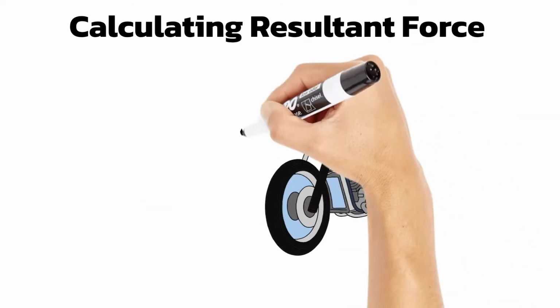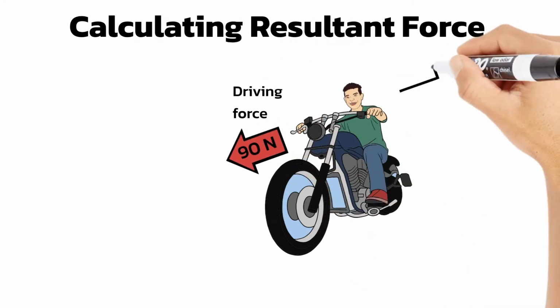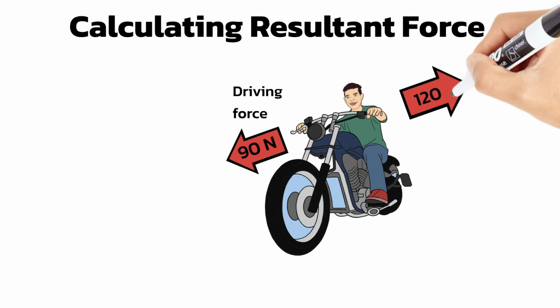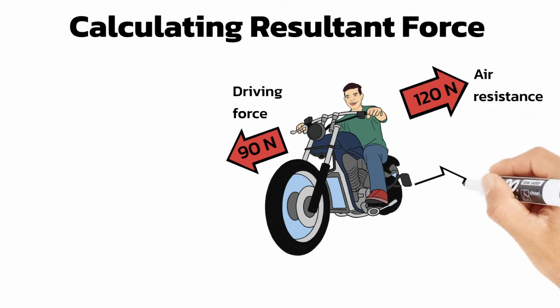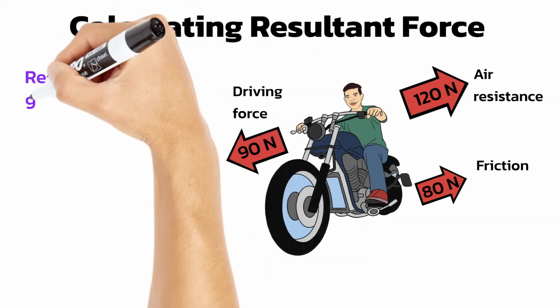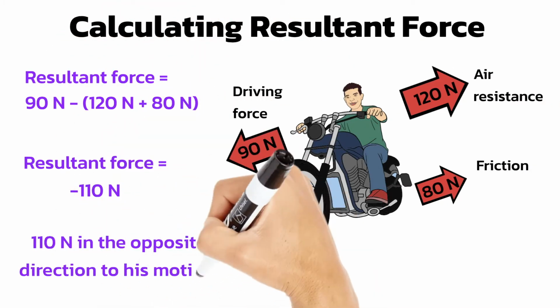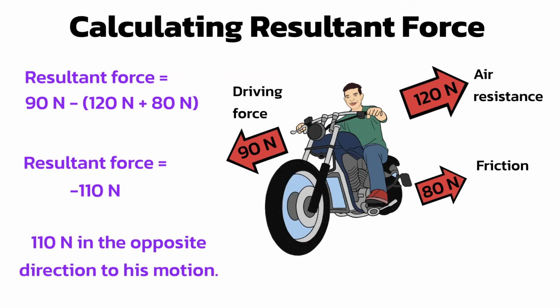John's motorbike provides a forward force from the engine of 90 newtons, but the air resistance provides a force of 120 newtons and the friction on the road provides an additional 80 newtons, both in the opposite direction. In this case, the 90 newtons forward minus the total of 200 newtons in the opposite direction gives a resultant force of minus 110 newtons. This means the resultant force is acting in the opposite direction to the motion of the motorbike.